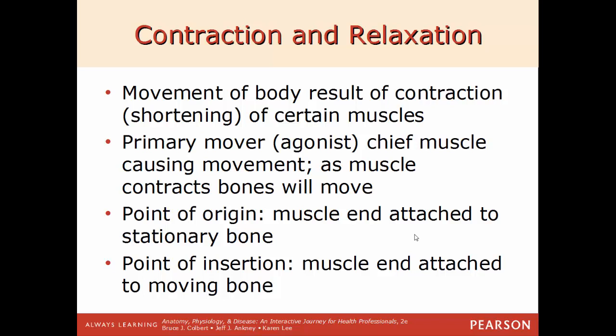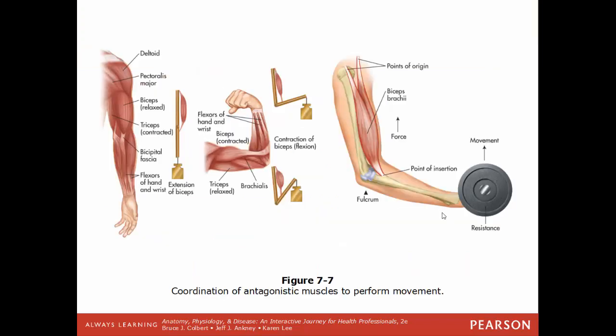Right, on that table, we saw the terms origin and insertion. And here's what those terms mean. The point of origin of a muscle is the end of the muscle that is attached to the bone that does not move. And then the point of insertion is the end of the muscle that attaches to a bone that does move. All right, a common example is with the arm.